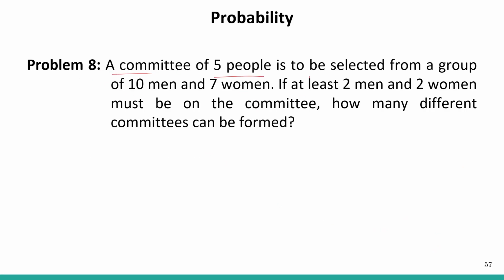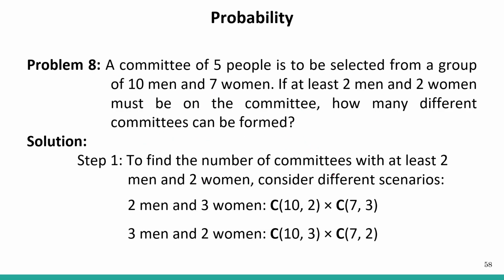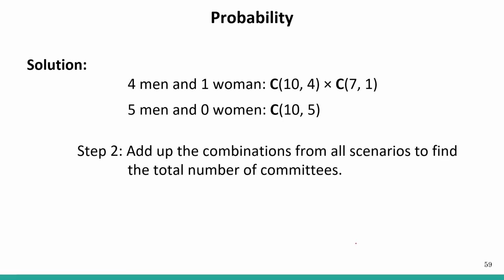A committee of 5 people is to be selected from a group of 10 men and 7 women. If at least 2 men and 2 women must be on the committee, how many different committees can be formed? To find the number of committees with at least 2 men and 2 women, consider the different scenarios. 2 men and 3 women: C10 2, C7 3. 3 men and 2 women: C10 3 and C7 2.